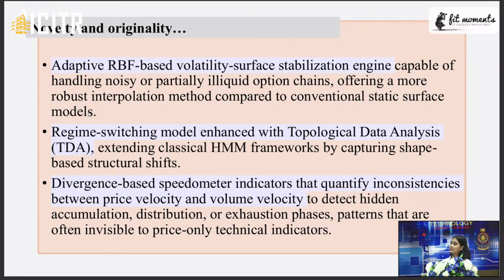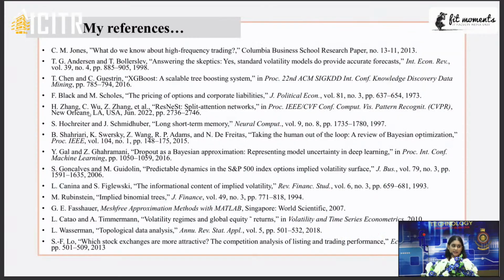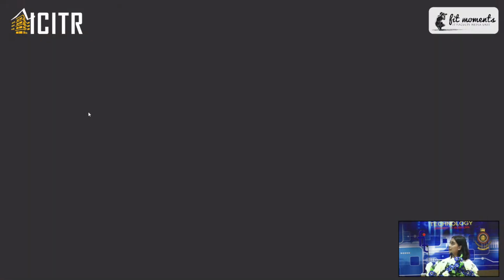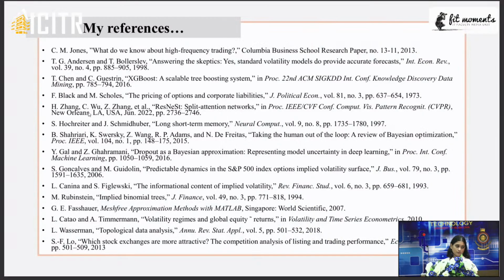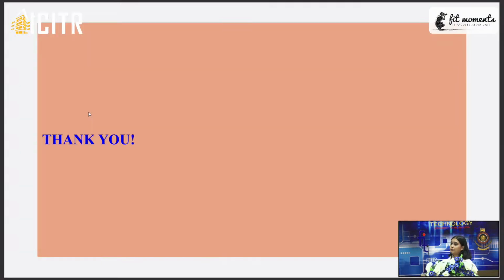The second one is something entirely new. We are adding topological data analysis to the regime switching model, so we understand the shape of the market as well. The last one, we are coming with a divergence-based speedometer, not just a simple speedometer. So that is our work. These are the references we used in our paper. That's it. Thank you, everyone.